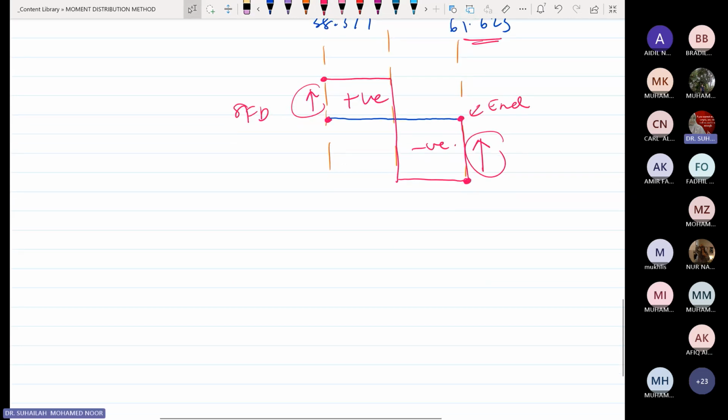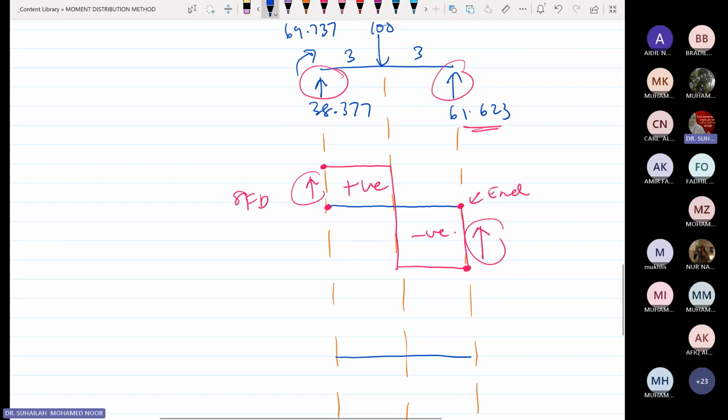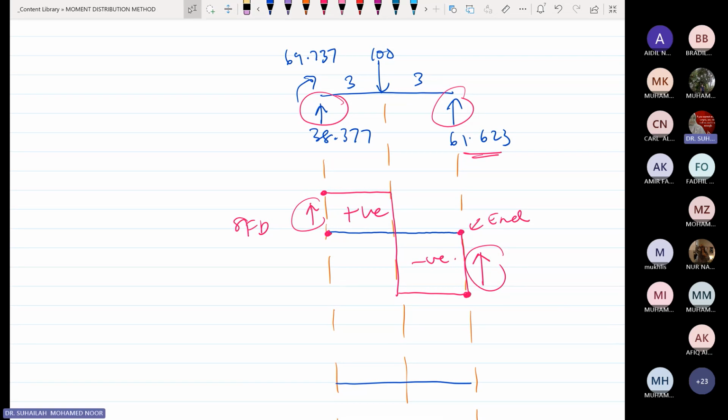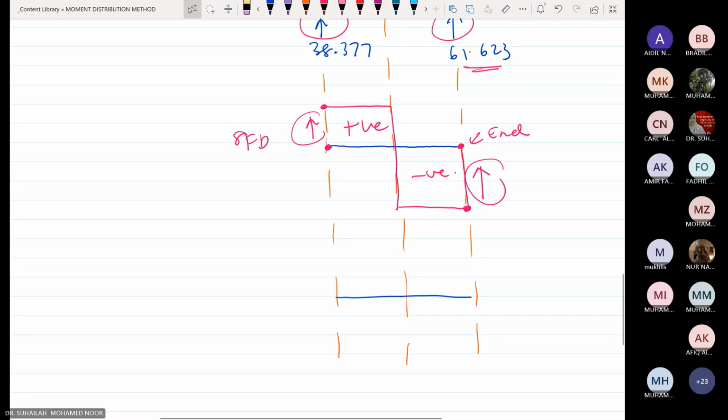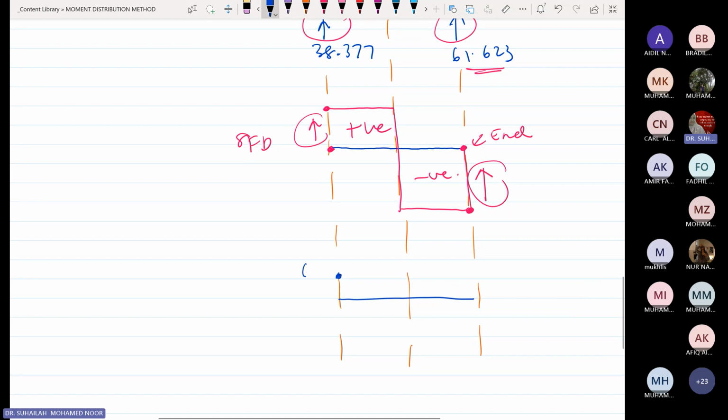Okay. So continue. Bending moment diagram. Okay, moment is, okay, arrow tu tunjuk ke atas, 69 dekat atas. So this is 69.737. First dekat 0. Ini dia punya line. Okay, last point is 0 because dia roller.